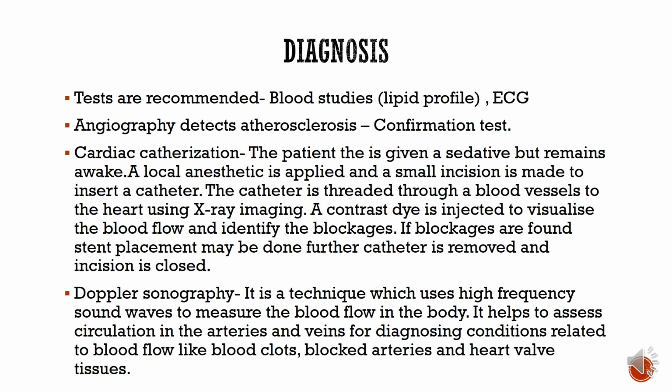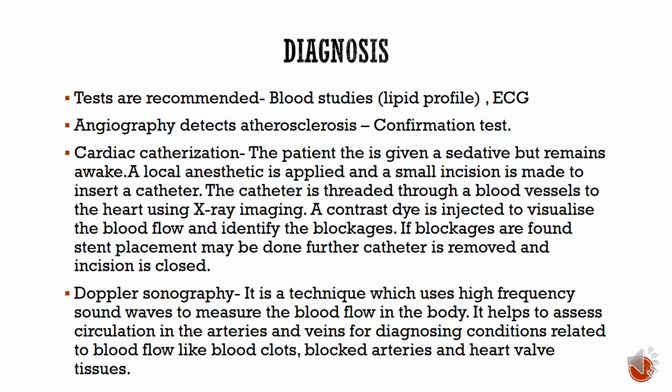Diagnosis: tests are recommended. Blood studies, lipid profile, and ECG are done. Angiography detects the atherosclerosis and is a confirmation test. Further, cardiac catheterization is done, in which the patient is given a sedative but remains awake. A local anesthetic is then applied and a small incision is made to insert a catheter. The catheter is threaded through a blood vessel to the heart using X-ray imaging. A contrast dye is then injected to visualize the blood flow and identify blockages.